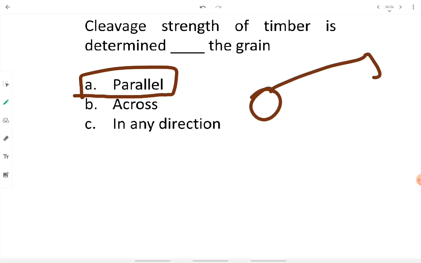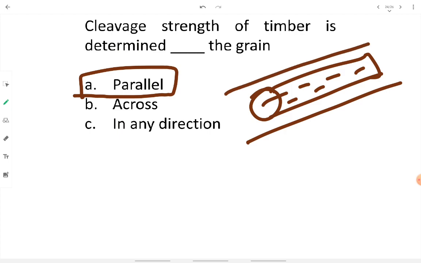Okay, like this, parallel to the grain, whichever axis you choose in between the timber section, it should be parallel so that you can determine the cleavage strength. Okay, remember, cleavage strength is nothing but splitting strength. Let's go to the next question.